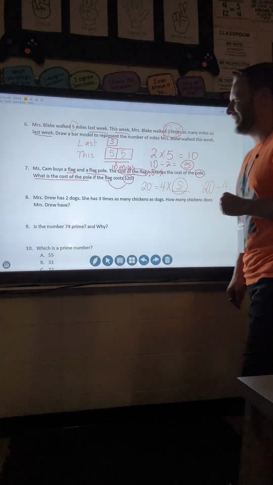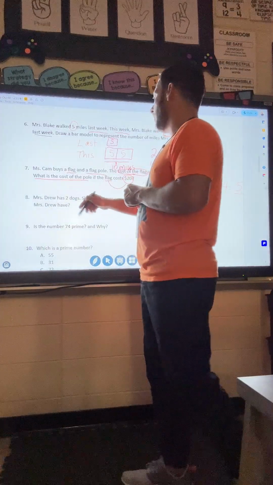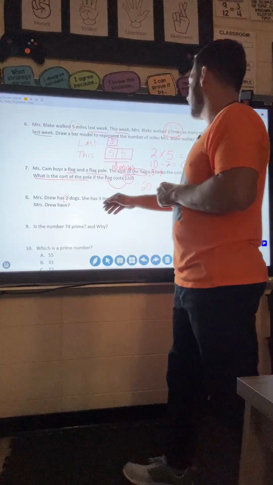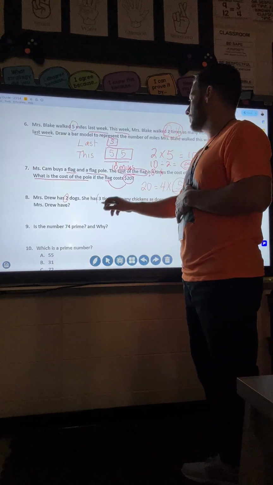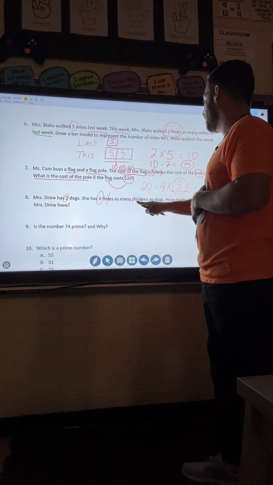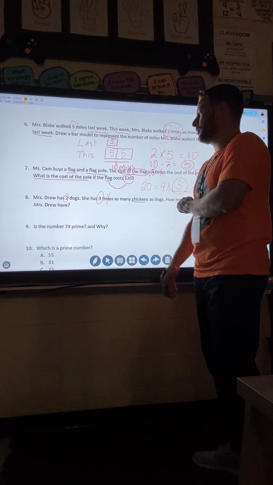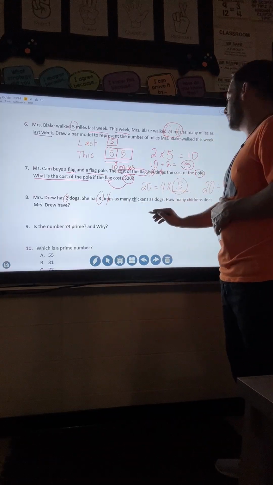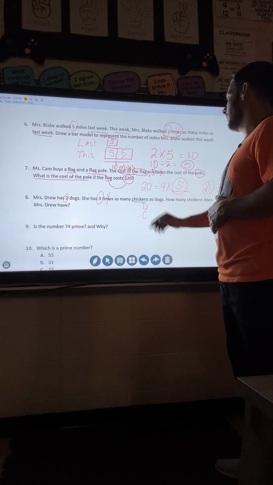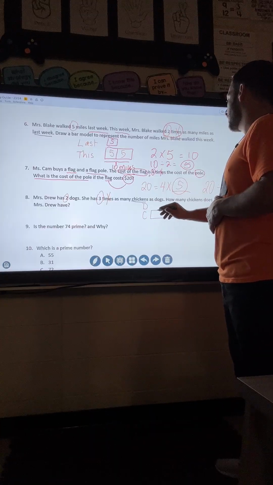Mrs. Drew has 2 dogs, all right? She has 3 times as many chickens as dogs. 3 times as many chickens as the dogs. That right there, up to that period, tells me she has more chickens than dogs. So I'm gonna put C right here, D right here, with 3 bars beside the chicken.